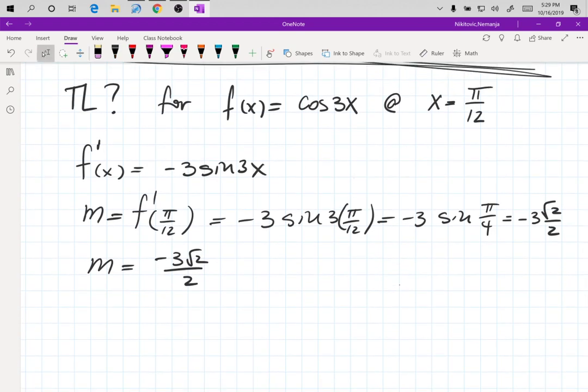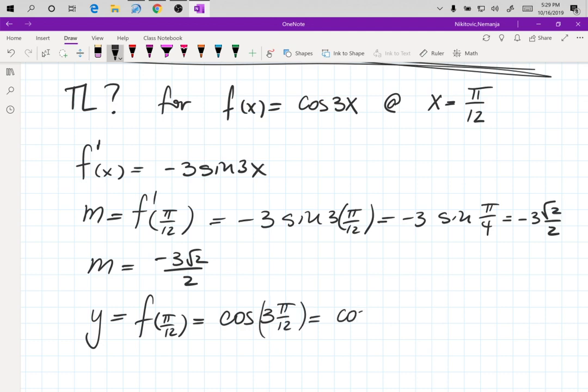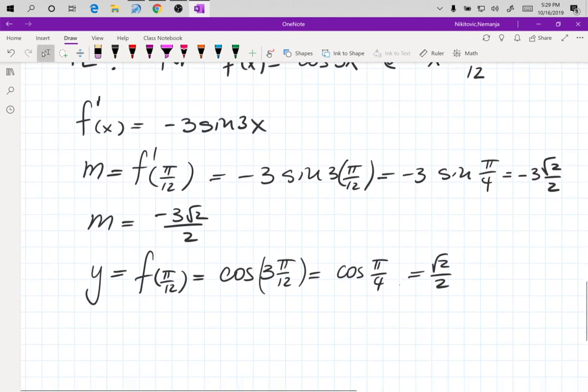Great. Now we have to find the y value, which is the function computed at pi over 12. That's the original problem. So cosine of 3 pi over 12, which is cosine of pi over 4, which is, again, root 2 over 2. So we also have a point, pi over 12, root 2 over 2.